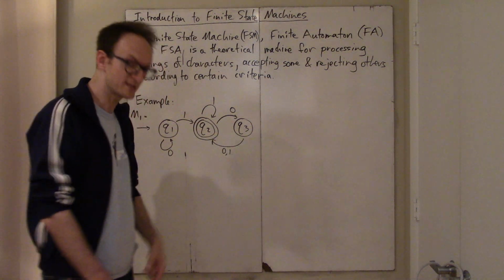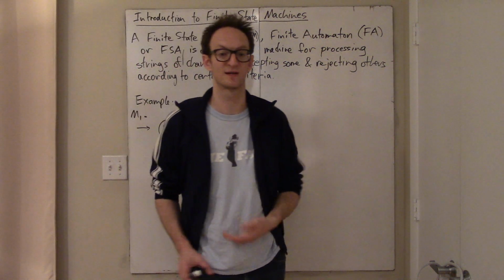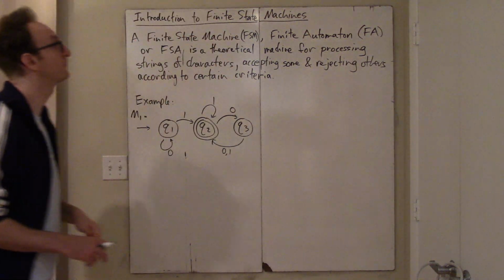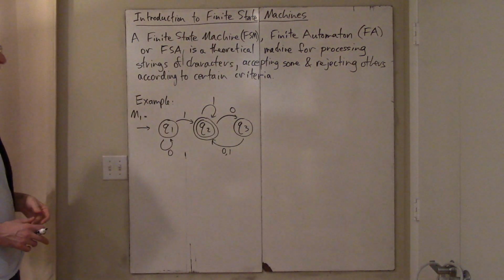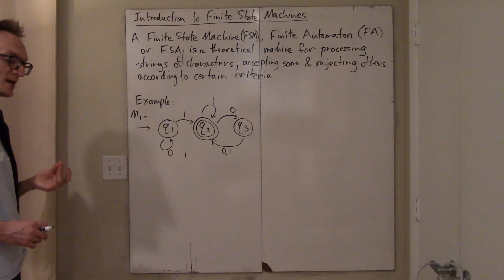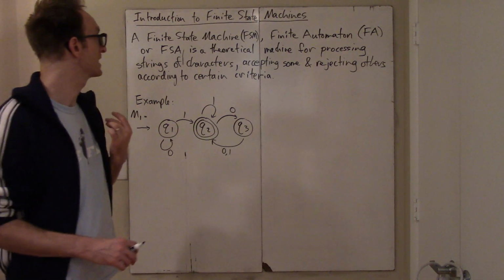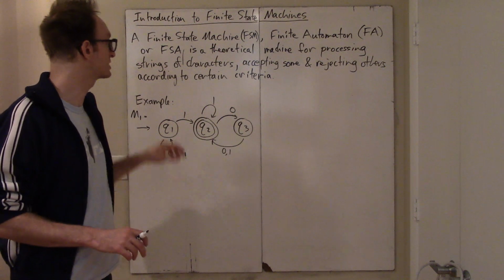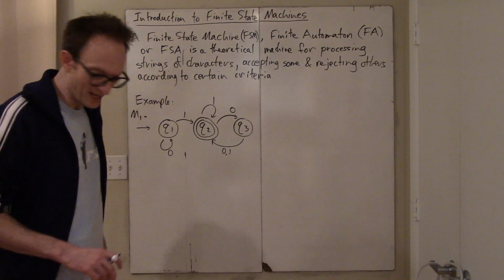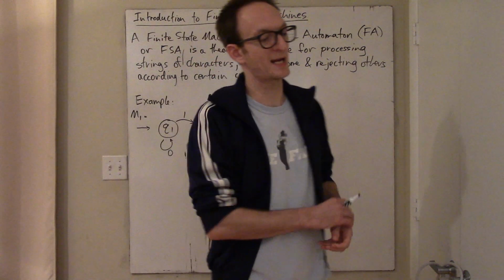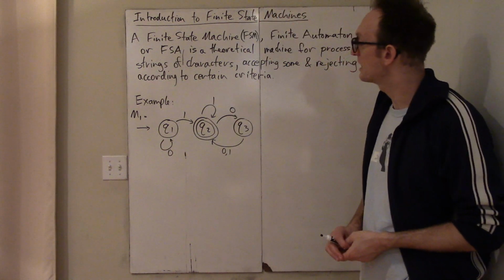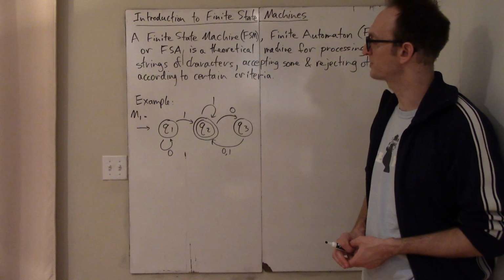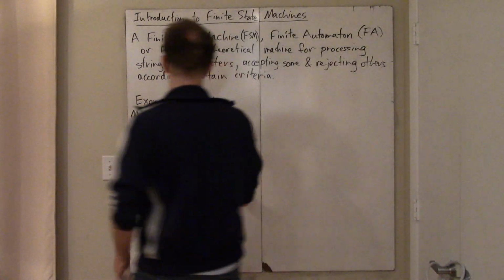What is it? It's a machine, okay, but not literally a machine. It's a theoretical machine for processing strings of characters, and what this machine does is it accepts some strings and rejects other strings according to certain criteria. Okay, I'll give the formal definition in a second, but first let's just see an example and kind of work through this example to get a feel for this. I think it's pretty intuitive.